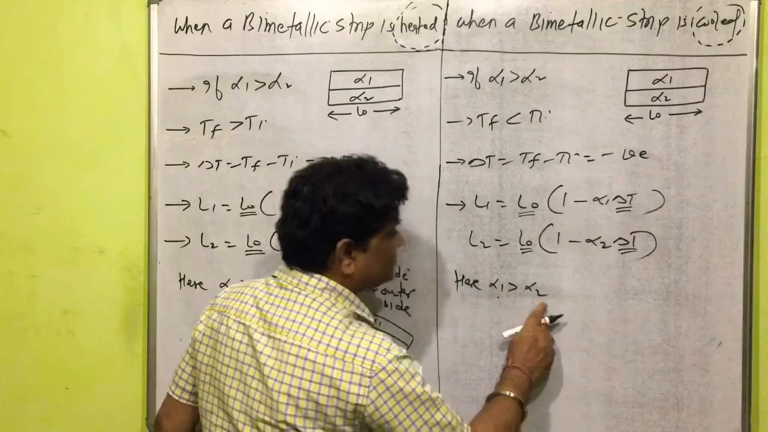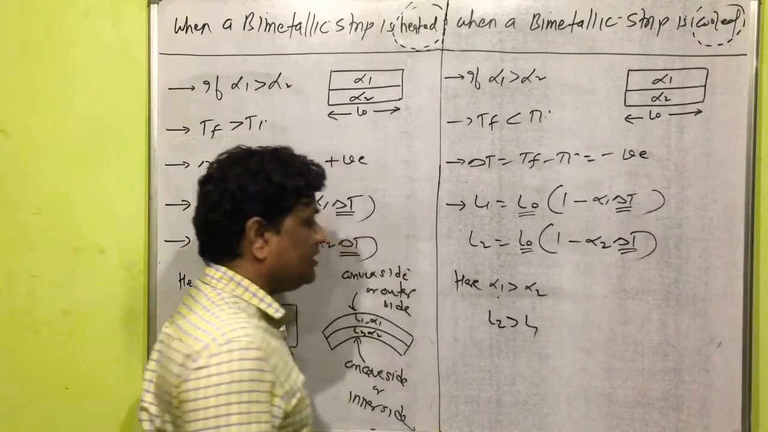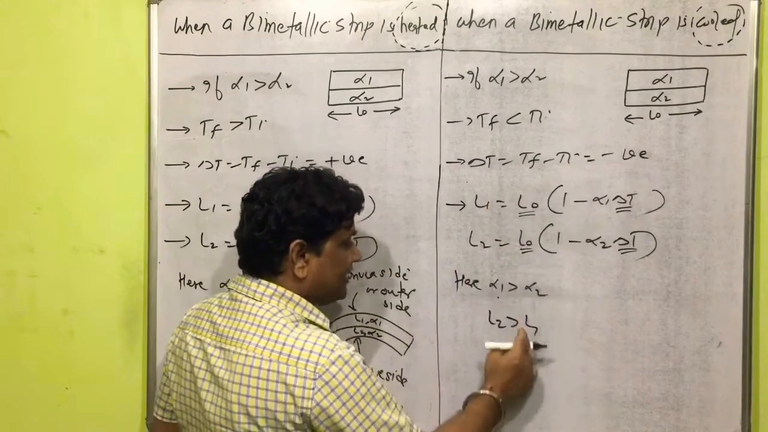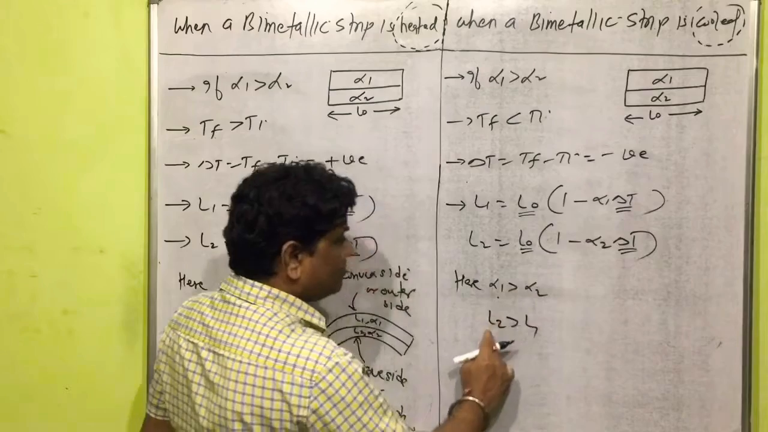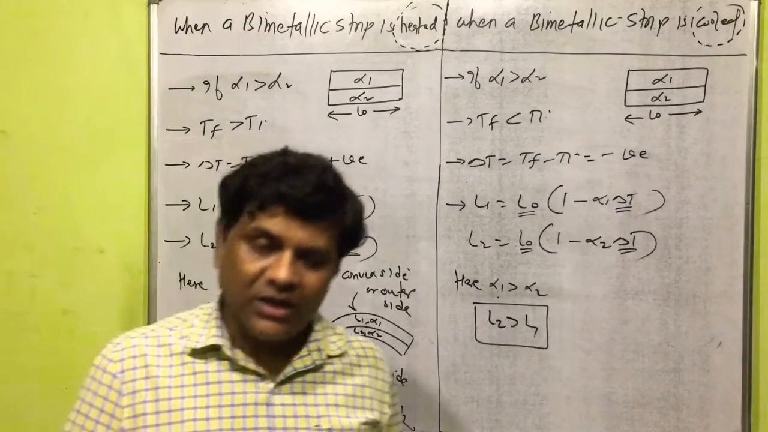So here alpha 1 is greater than alpha 2. It means L2 is greater than L1. More alpha 1, less length. Less alpha 2, more length. So L2 is greater than L1.